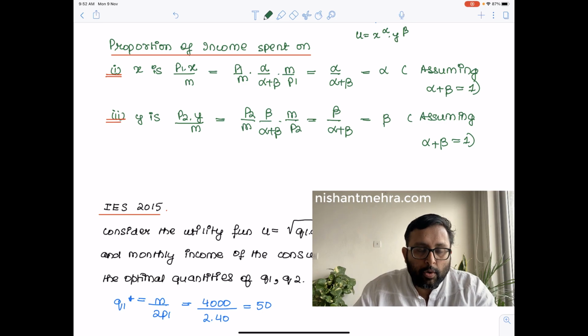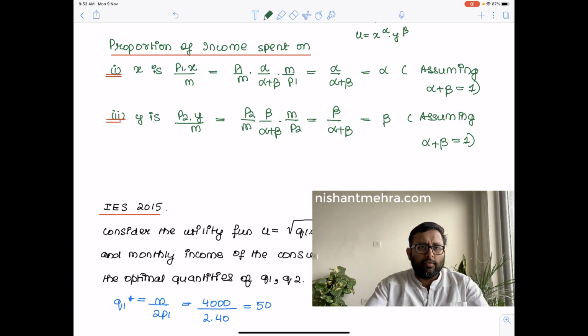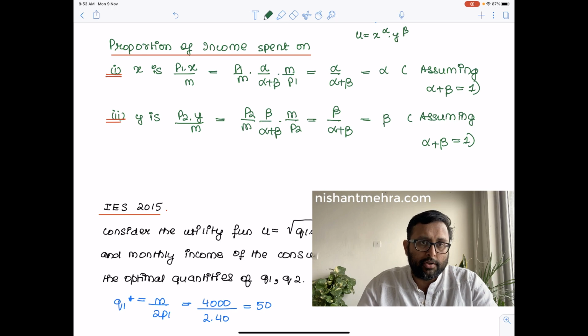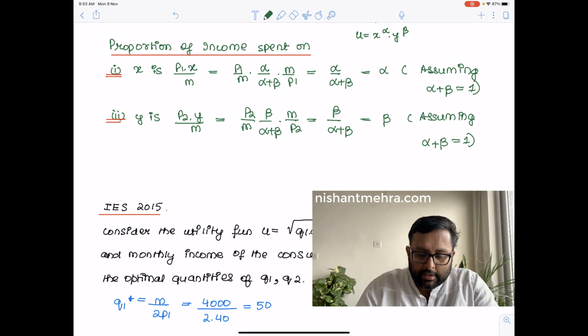Similarly for Y star, what is the expenditure which you are making on Y? P2 into Y upon M, where M is the total income. So what is the share of expenditure? P2 into Y upon M, which is P2 upon M into beta upon alpha plus beta into M upon P2, and you've got beta upon alpha plus beta. And if alpha plus beta is 1, this is just beta. So it could be applied to any kind of thing. Even if it is 2x to the power 2, y to the power 3, then it would be 2 upon 2 plus 3, which is 2 upon 5, and 3 upon 2 plus 3, which is 3 upon 5. So you know that 40%, 60% is the ratio.